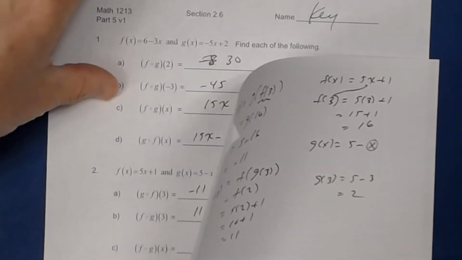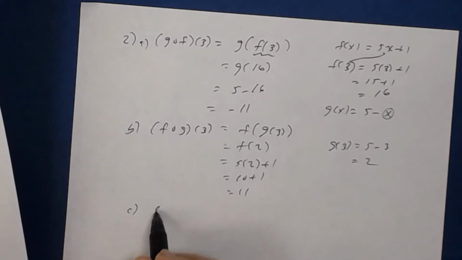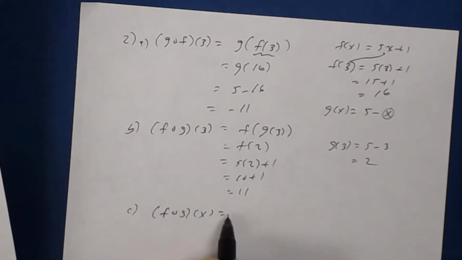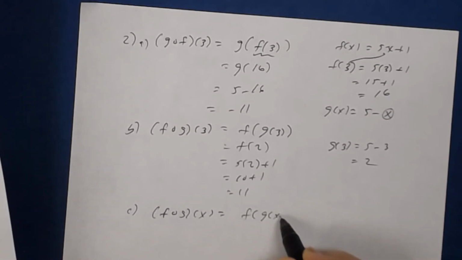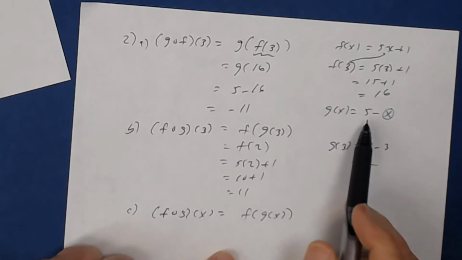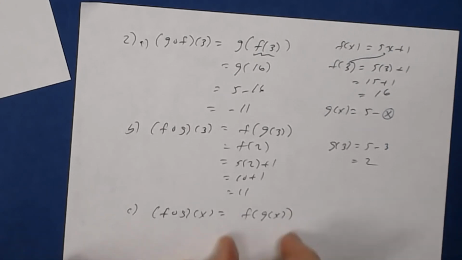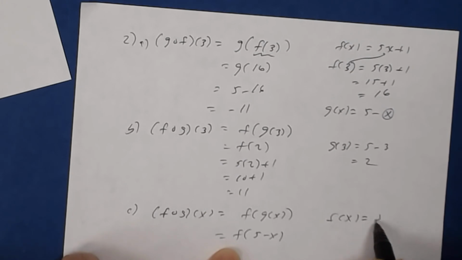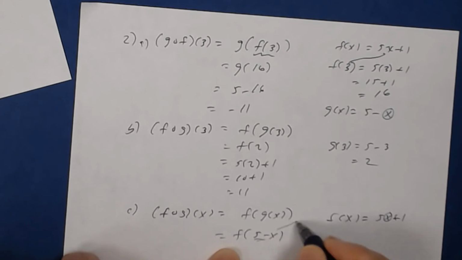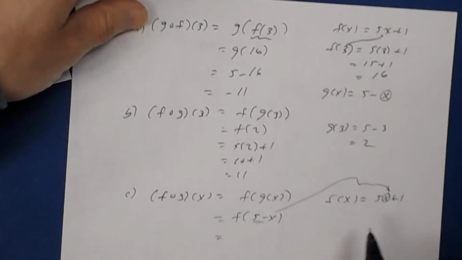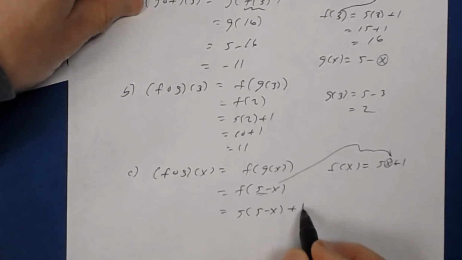All right, and now 2C, you have F composed with G at x, which by definition is F of G of x. And G of x, remember, is this right here. So let's do the work. It'll be F of 5 minus x. Then I go to my function f and rewrite it. Wherever you see the variable x, you substitute 5 minus x. So this becomes 5 times 5 minus x plus 1.